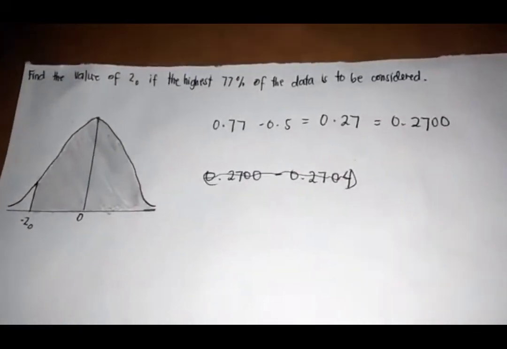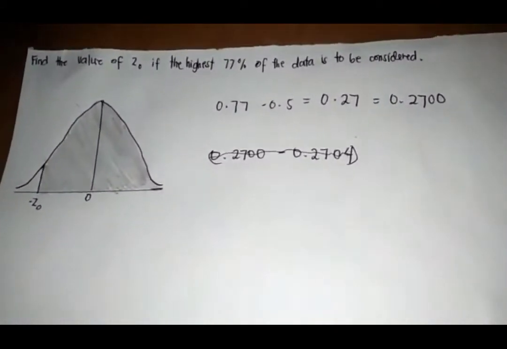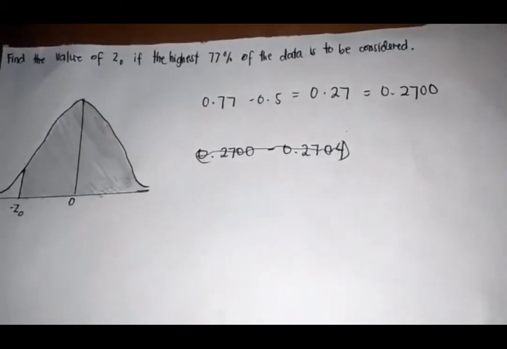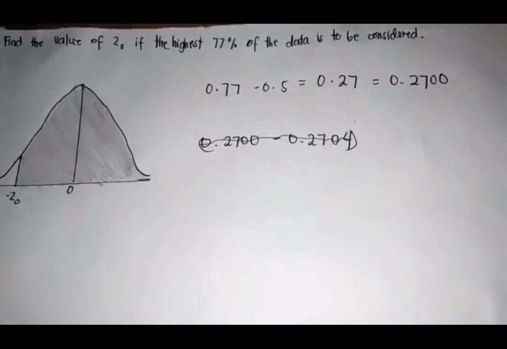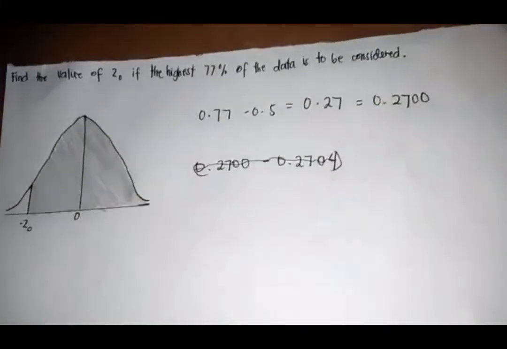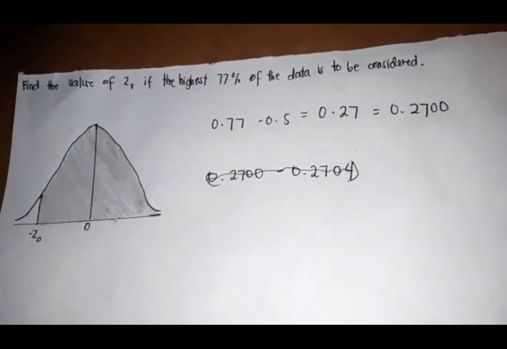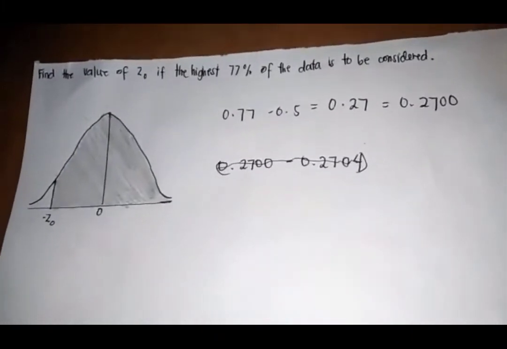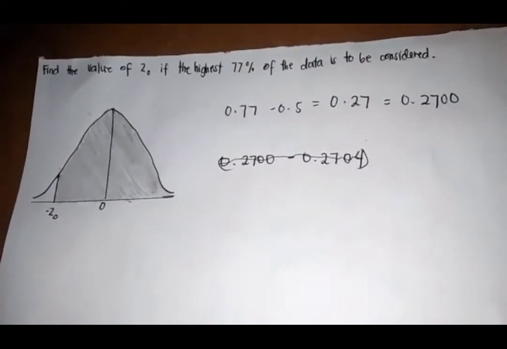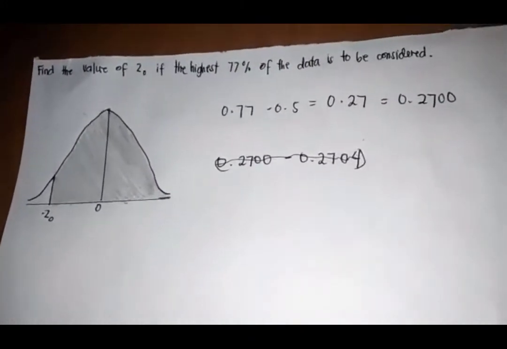Last example in finding the value of z if the area is given. Find the value of z-score if the highest 77% of the data is to be considered. We'll turn 77% into a decimal: 0.77, minus 0.5. The shaded area of the highest 77% of the data is shown. Since the value of z is below the mean, it is negative. The shaded area from the mean to the extreme right is 0.5.